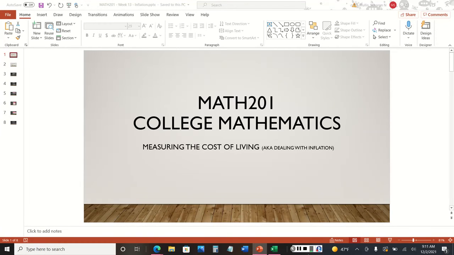In today's discussion, we will be talking about measuring the cost of living and dealing with inflation. Since that's a big word that's going around in the news now, I figured we'll talk about inflation and how we use basic math to calculate the inflation rate.